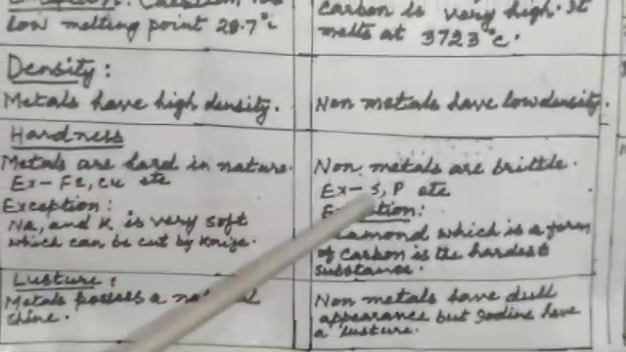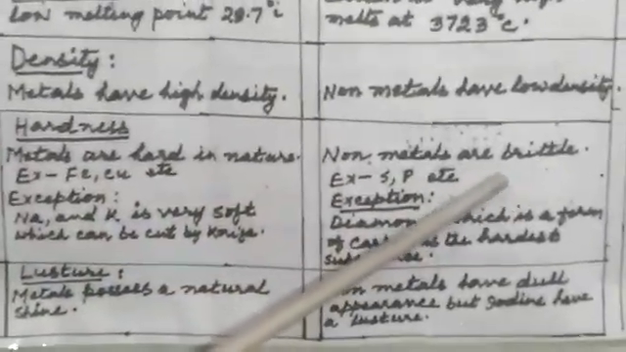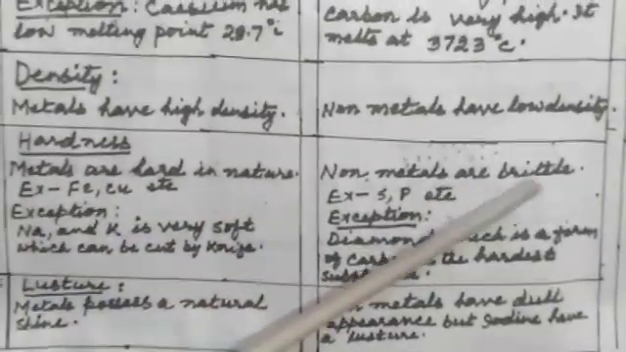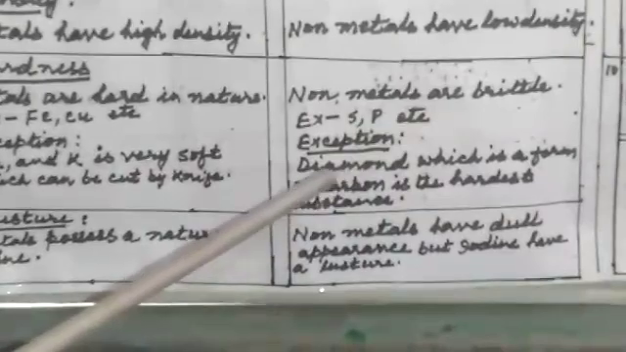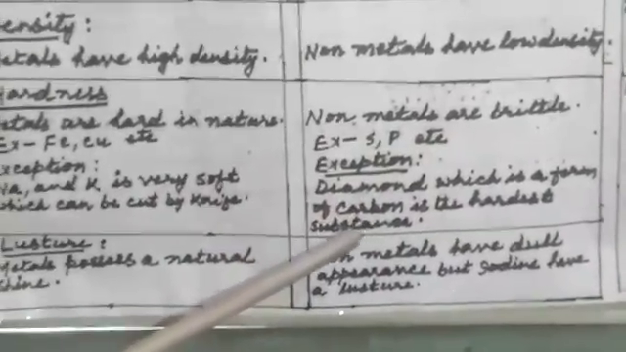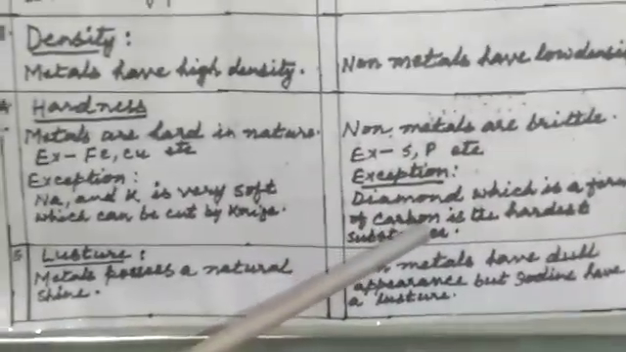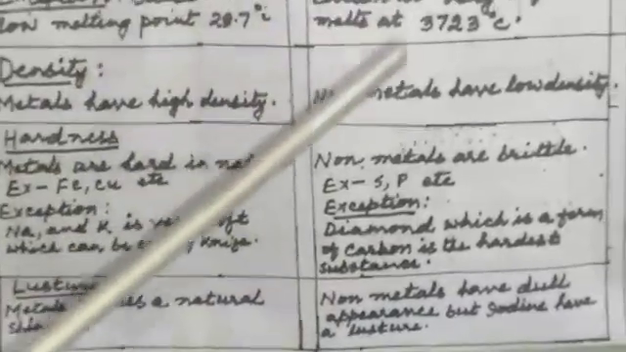Now comes the non-metal. Non-metals are brittle in nature, such as sulfur, phosphorus, etc. In non-metals, there is the diamond, that is carbon, which is the hardest substance, and it is the exception.